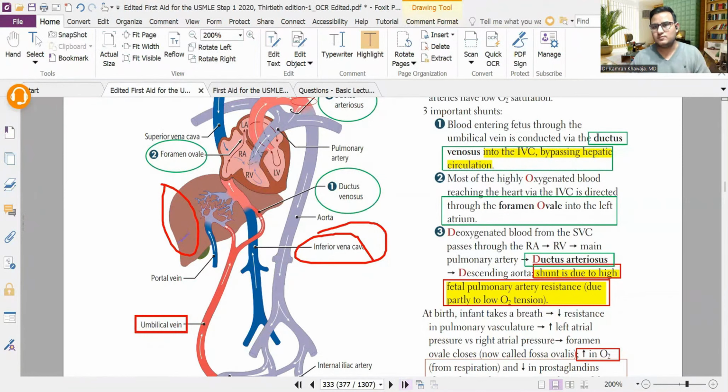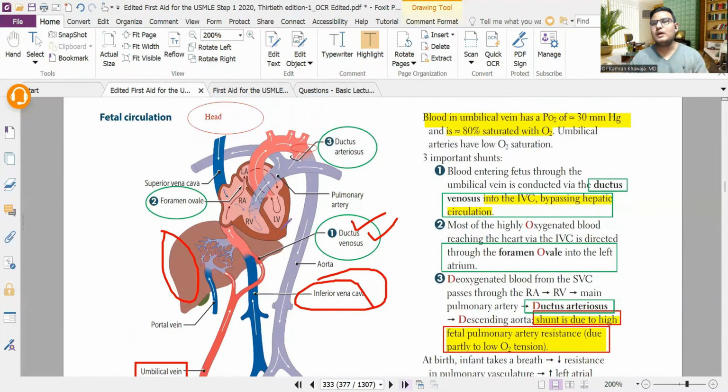bypassing the hepatic circulation. Okay, so via a structure that is called the ductus venosus, blood entering from the umbilical vein goes to the inferior vena cava, bypassing the liver. That structure which carries this blood toward the inferior vena cava is called the ductus venosus. Okay. Next important point is that very high yield concept.